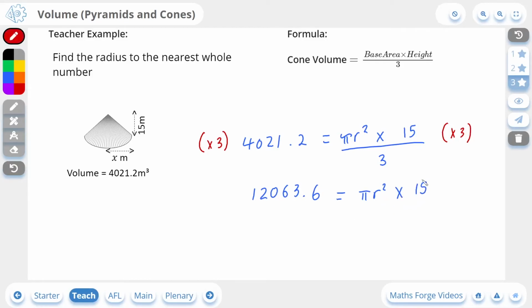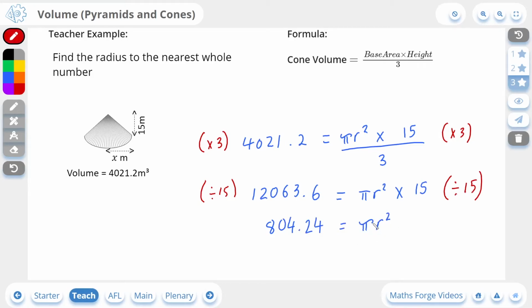The next step is to get rid of this times 15. So we're trying to isolate this r. I'm going to get rid of this times 15 by dividing both sides by 15. This leaves us with 804.24 on the left-hand side. And on the right-hand side, it leaves us with pi r squared.